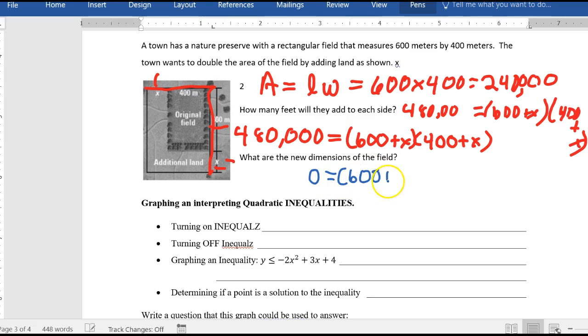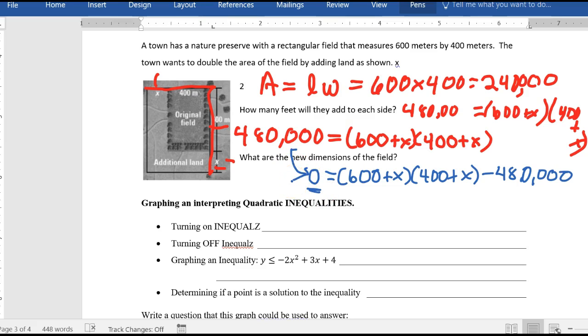We don't have to do anything else with this. It's just fine in parentheses: 600 plus x, length times width, plus 400 plus x, and then minus 480,000. So you're probably wondering, well, why did we have to do that? Because we're going to look at this graph where y equals 0.